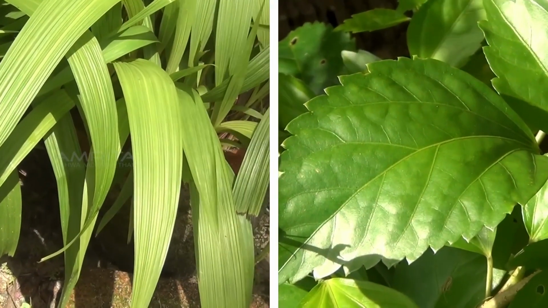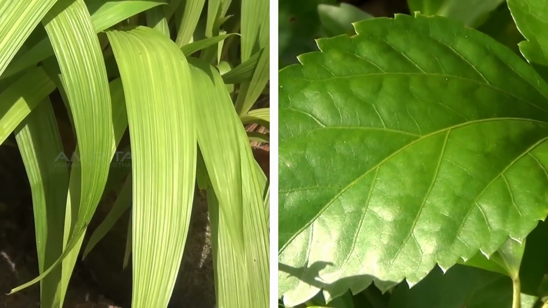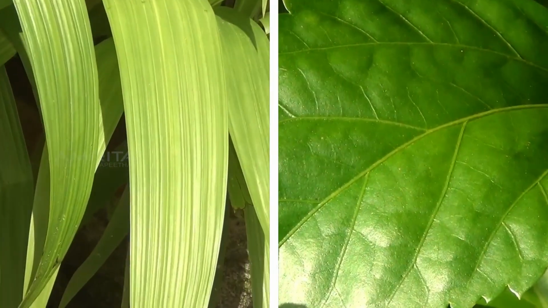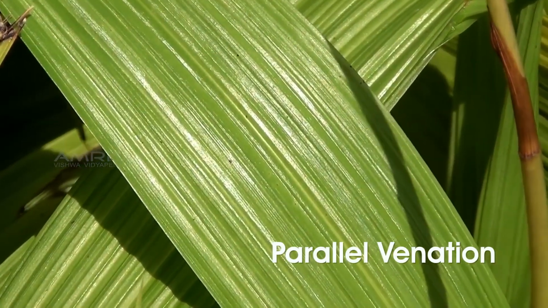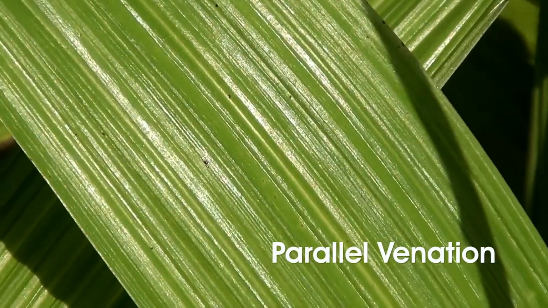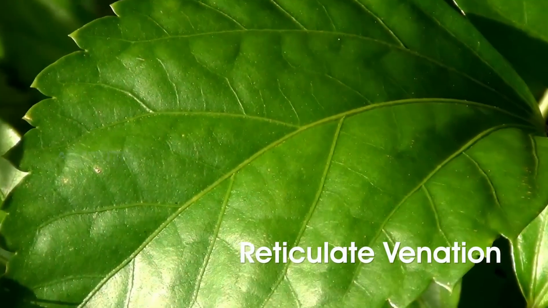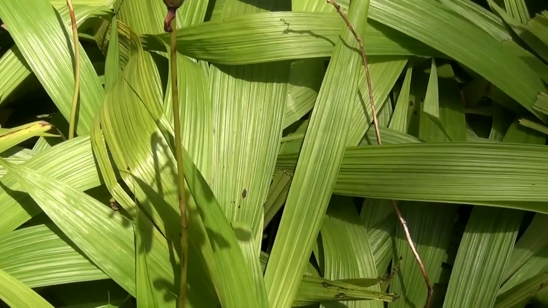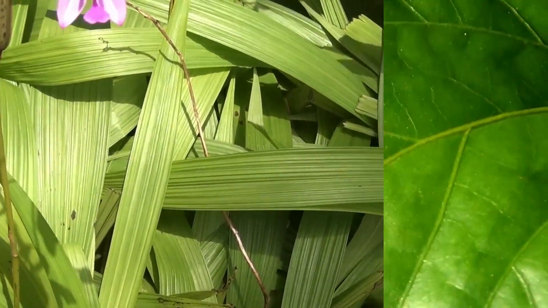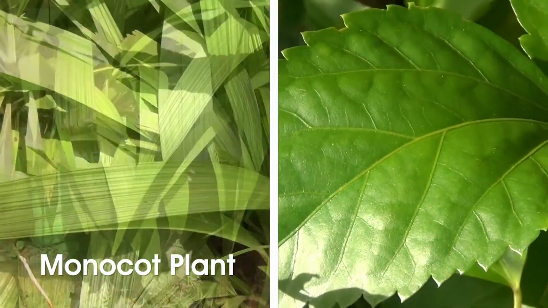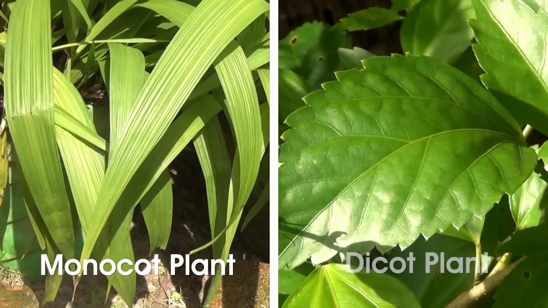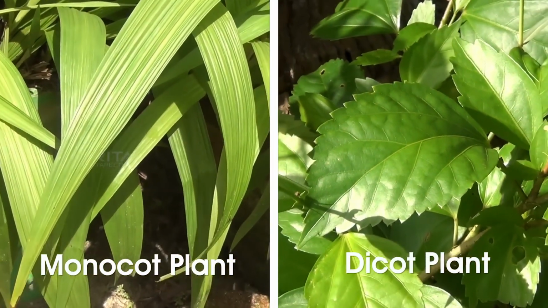Study the leaves of both the plants carefully by observing their venation. If the leaves have parallel venation, then the plant is a monocot, and if the leaves have reticulate venation, the plant is a dicot. In our case, the venation of the orchid leaf is parallel, so it is a monocot, and the venation of the hibiscus leaf is reticulate, so it is a dicot.